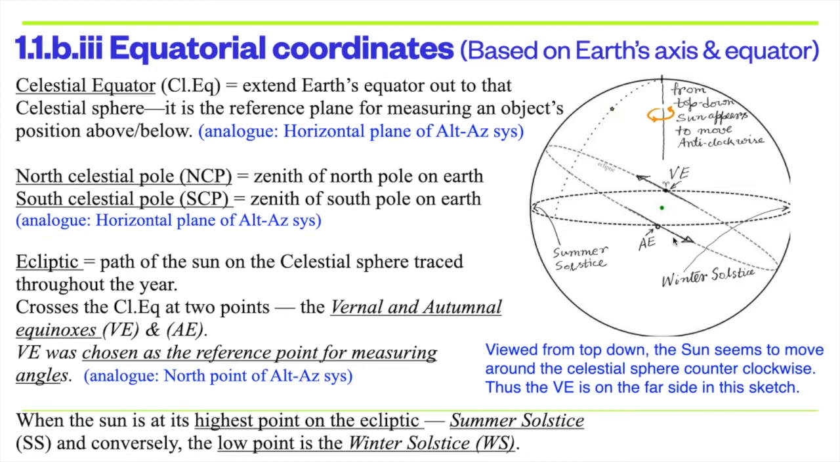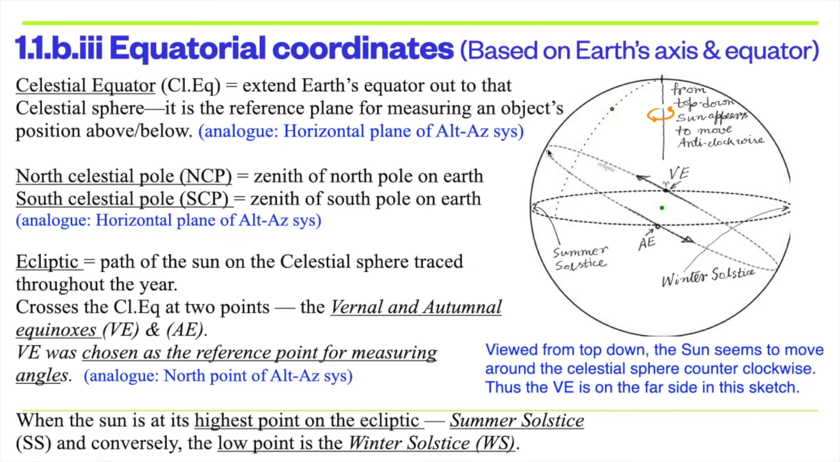Naturally, there are two crossing points of the celestial equator and ecliptic on the celestial sphere. They are called the vernal equinox and the autumnal equinox. Vernal equinox is when the Sun crosses the celestial equator from the southern hemisphere towards the northern hemisphere, and autumnal equinox is when the Sun crosses the celestial equator from the northern hemisphere towards the southern hemisphere.